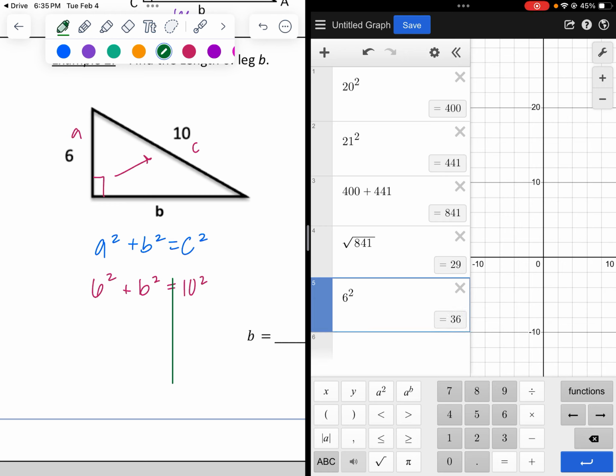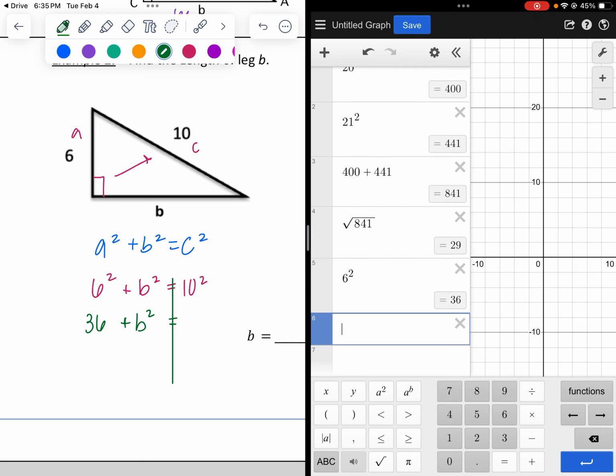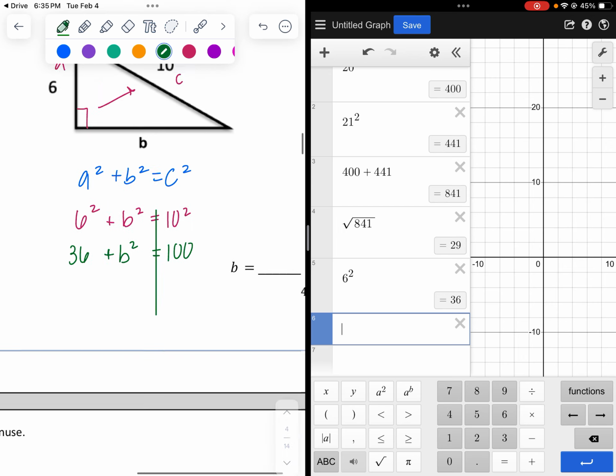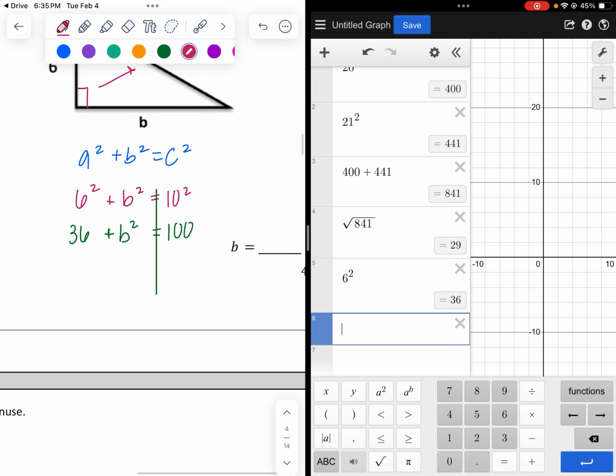6 squared is 36. So I have 36 plus, I don't know what b is yet, so I have to keep it as b squared, equals 10 squared, or 10 times 10, is 100. And then I can keep going.